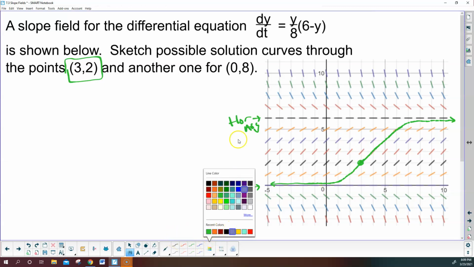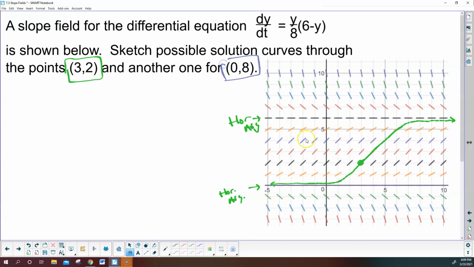So what if I had picked a different point? What if I told you to do it for 0, 8? Well, I'm going to go over 0, up 8, 6, 7, 8. Now notice here, kind of start off with this slope. It's going to follow the same trends. I want to be parallel to the green ones, and then parallel to the purple ones. This is just going to keep going up. And then we're going to come down, and notice we're getting close to that asymptote, so I'm never going to cross it. But I'm going to get really close to it. And that's my solution curve for the second piece.